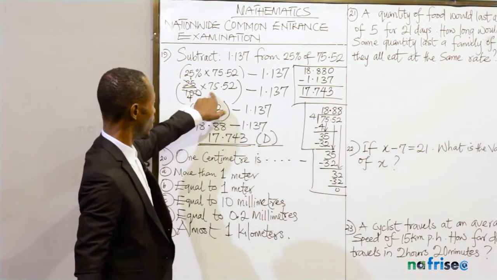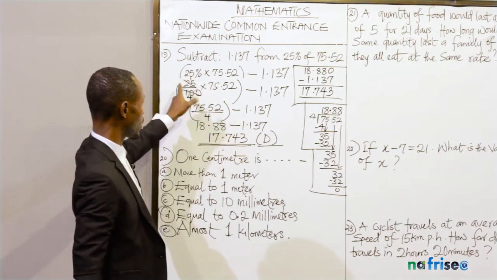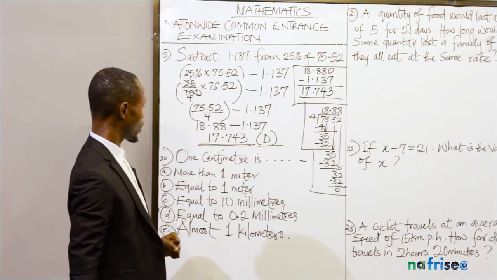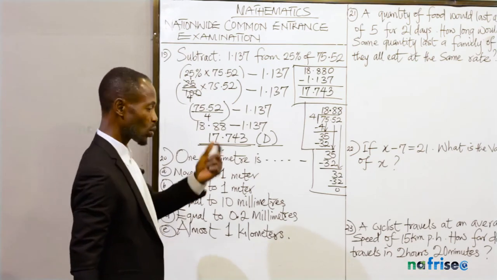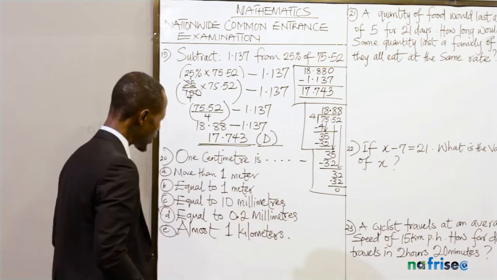But remember, it's long division we use. Divide this 75.52 by the 4. Actually, divide 25 in 100, 4. Are we good? All right, so that's the answer to number 19 precisely. Now let us look at number 20.